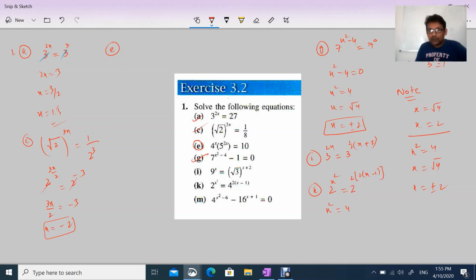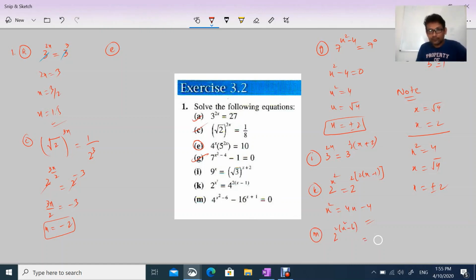X square equals 4x minus 4, and then you can simplify. There is no problem. You have to simplify. Okay, part M. What we can do is make 2 power 2, and in brackets you can write x square minus 6 equals 16 on the right hand side.